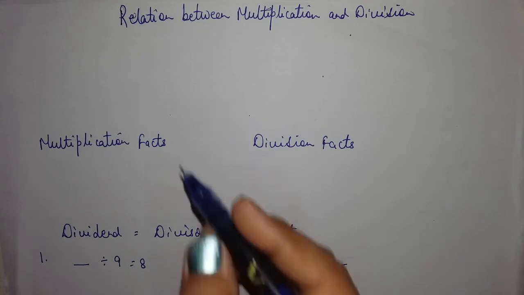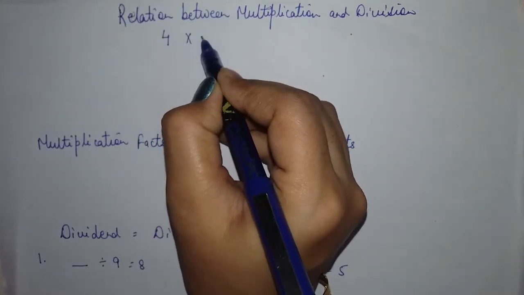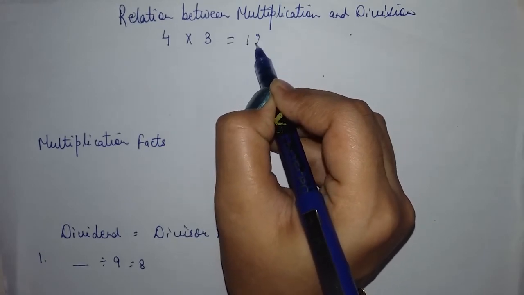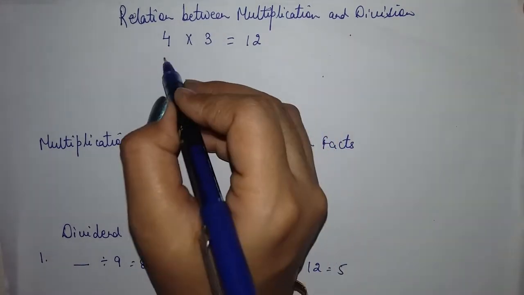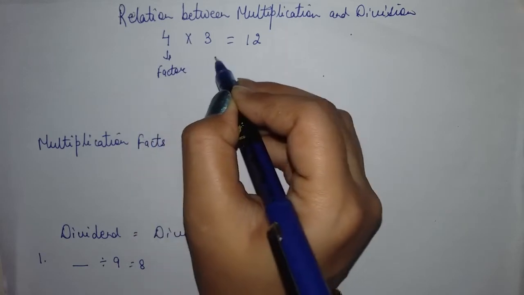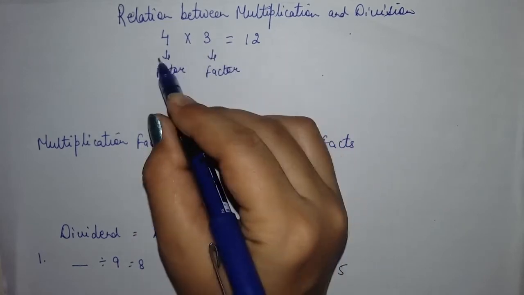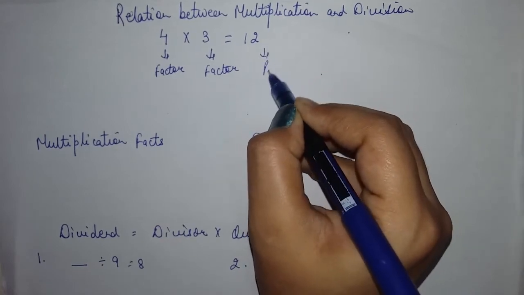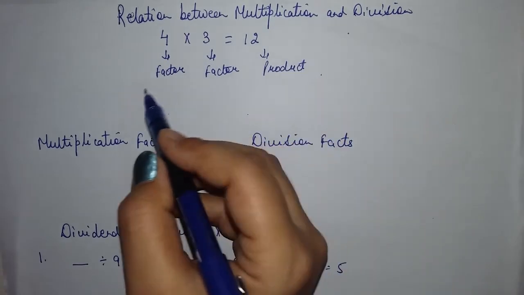If I write here 4 multiplied by 3 equals 12. 4 3s are 12. Here 4 is a factor, 3 is also a factor. When we multiply both these factors, we get the product, which is 12.